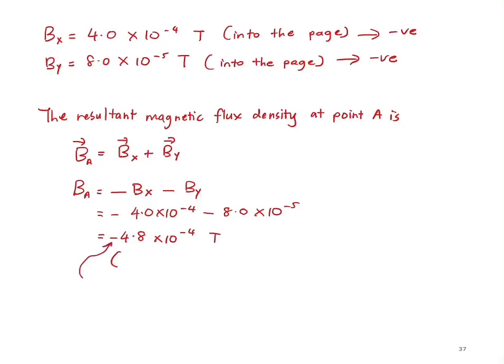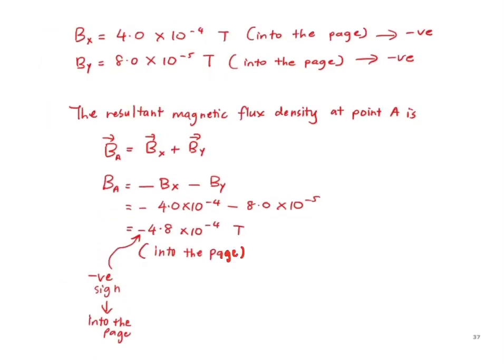And then you have to include direction as well. Because Ba has a negative sign, it is actually going into the page. Similar to the previous example, you have to rewrite your final answer in a modulus sign. So you will get Ba, which is a positive value, and then include the direction as well.